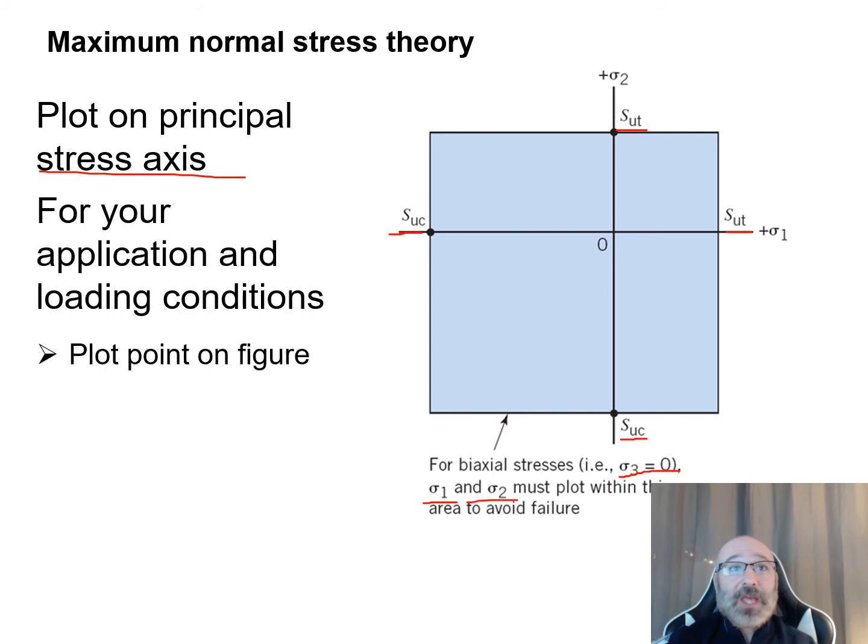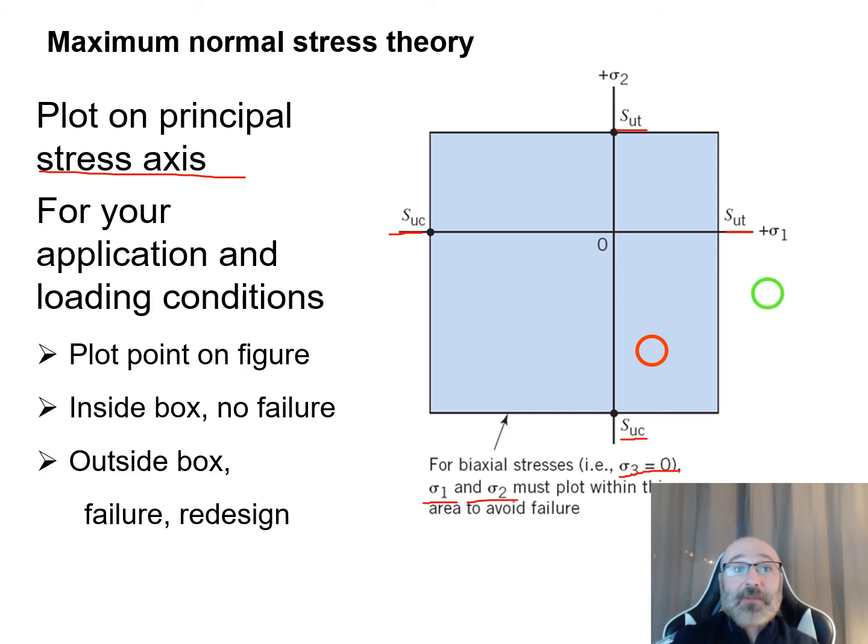So for our application and loading conditions, we can plot a point on this figure right here. So we can use this as another way to visualize this and represent it to determine if we're going to have a failure. We can see right here, as long as we're inside the box, there's no failure. But if we're outside of the box, then there is failure, and that's where, again, we want to go back and redesign. So this is why I like this here.